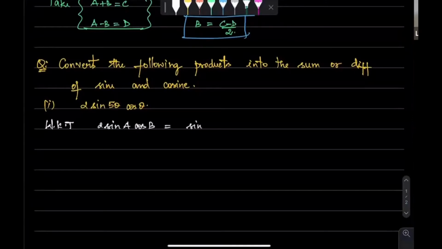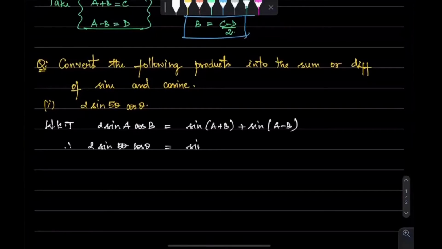Sin(A plus B) plus sin(A minus B). So what is the result? Therefore, 2 sin 5 theta cos theta can be written as how? Sin 6 theta plus sin 4 theta, sir. Minus or plus? Plus sin 4 theta.